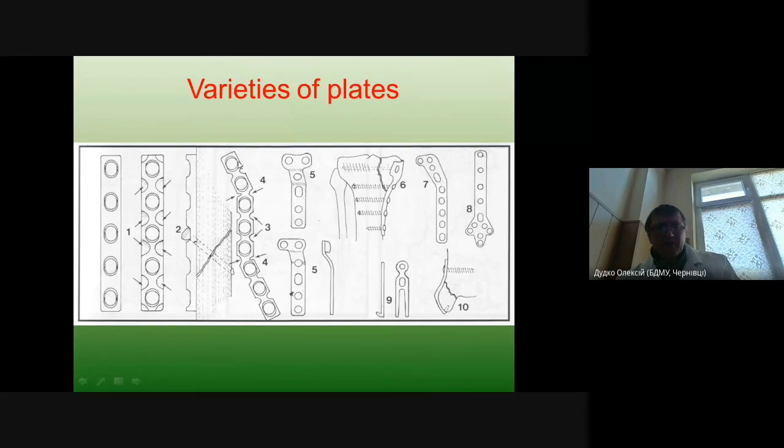We may have reconstruction plates that can be bent in all planes, in the frontal and in the sagittal plane. You can have a plate that repeats the shape of the bone, a supporting plate for condyles, anatomically pre-bent, pre-shaped plates.